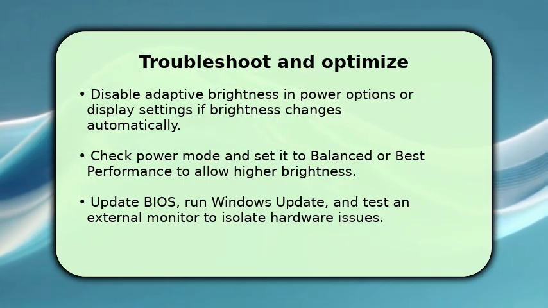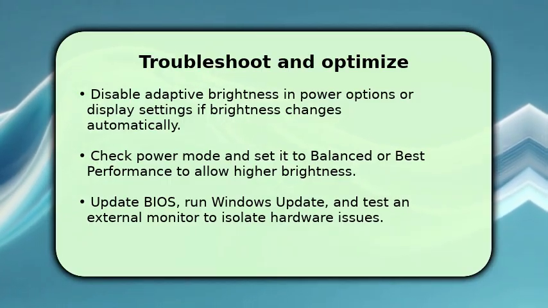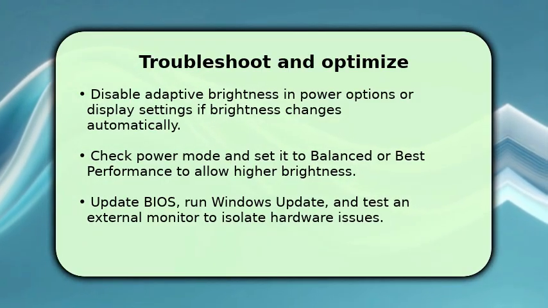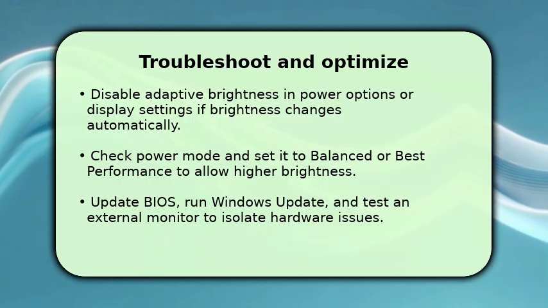Disable adaptive brightness in power options or in the display settings because it can change brightness automatically. Check power mode and set it to balanced or best performance to allow higher brightness while on battery.